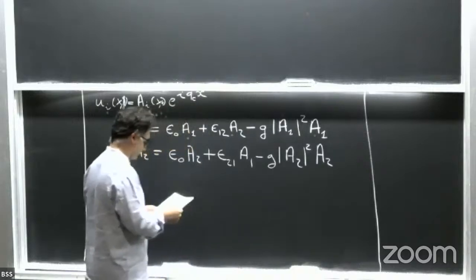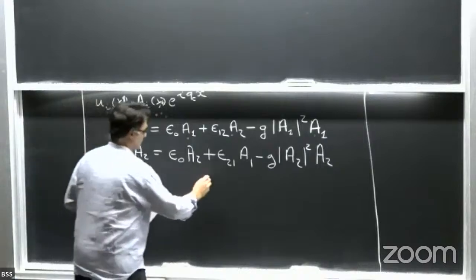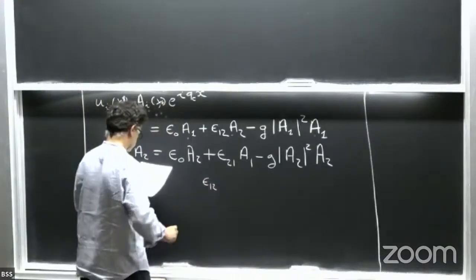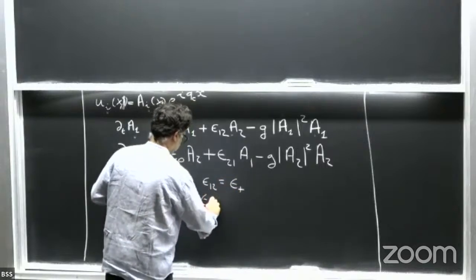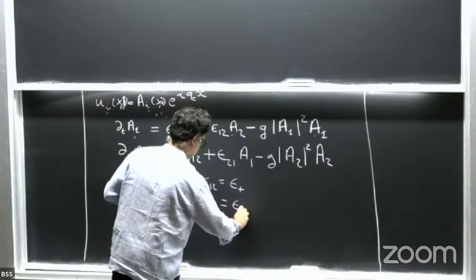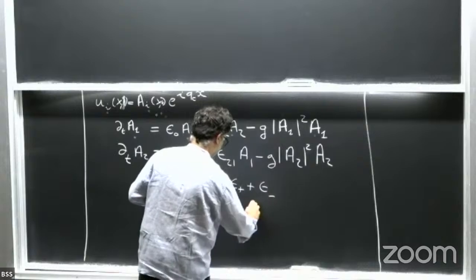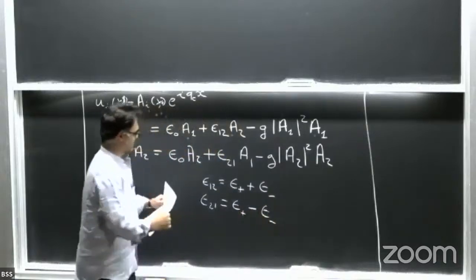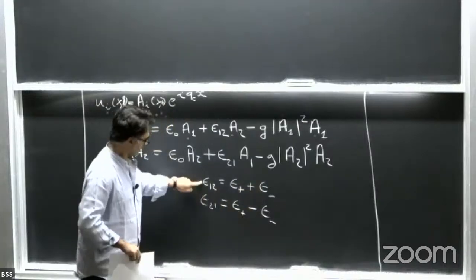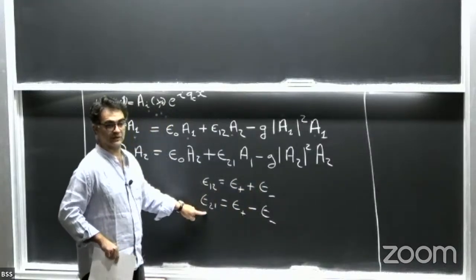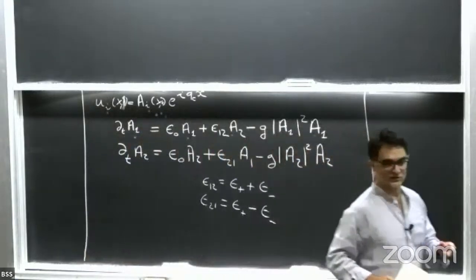Okay, so now what we're going to do here, I'm going to assume that E12 and E21 are equal to epsilon plus or minus epsilon. So look at this. If this epsilon minus didn't exist, epsilon 12 and epsilon 21 would be equal. The system would be perfectly reciprocal. This is not what we're interested in.